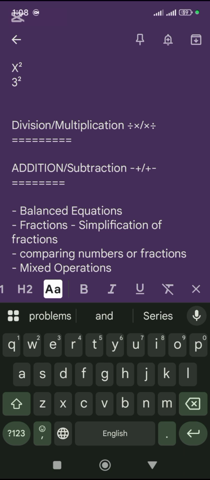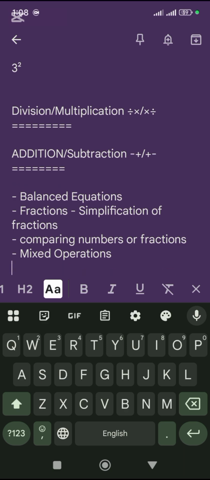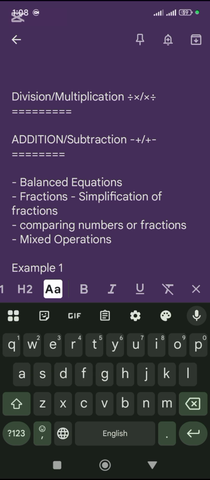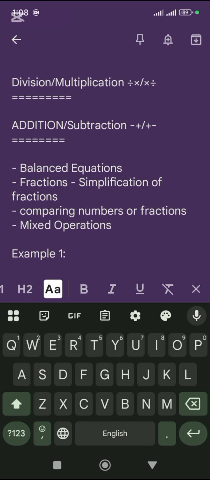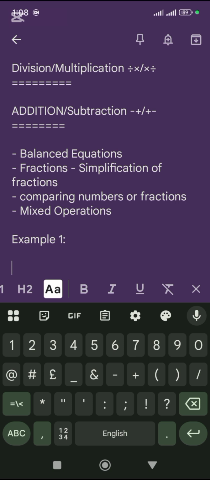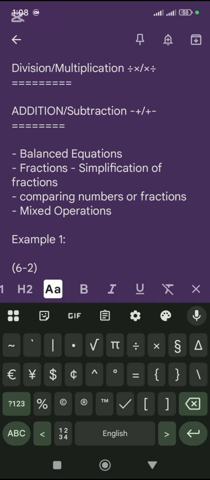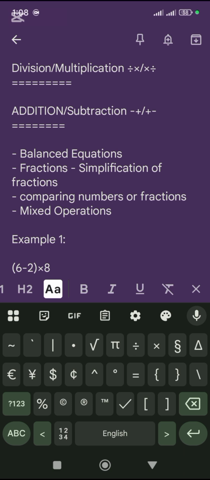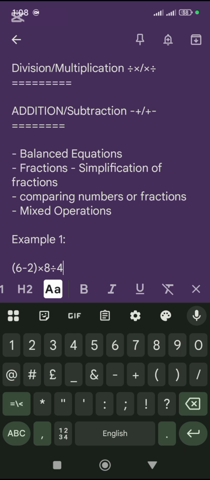And so let me give you some examples that will further explain what we have discussed. Look at this example 1. So you have an equation like this. Open bracket 6 minus 2 close bracket times 8 divided by 4. Okay, you have a question like this.